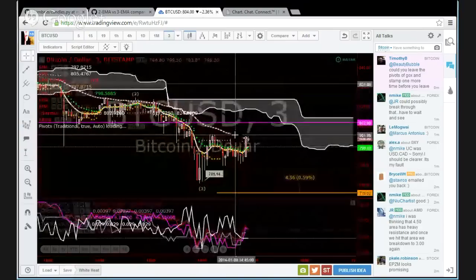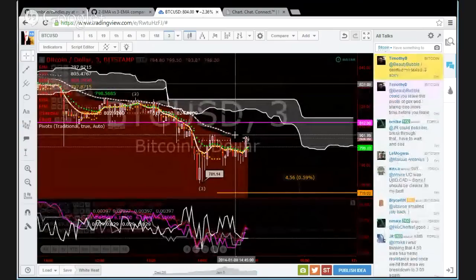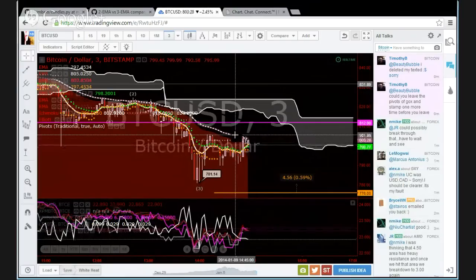And oh, the pivots. That's right. Exactly. Your pivot on the Mt. Gox is 922. Resistance 1, 984. Resistance 2, 1030. Support 1, 876. Support 2, 814. That's your Bitcoin Mt. Gox. Your pivot 922. Resistance 1, 984. Resistance 2, 1030. Support 1, 876. Support 2, 814.